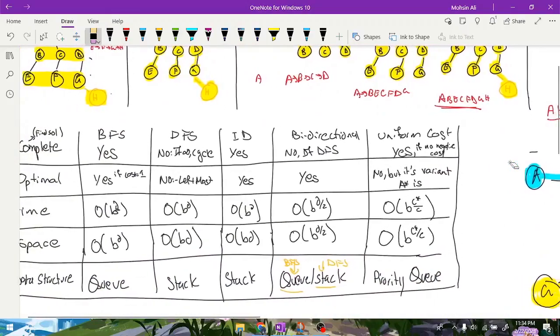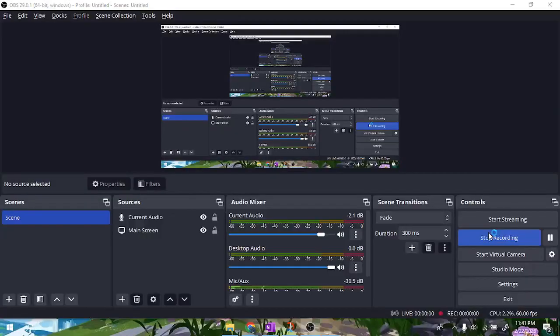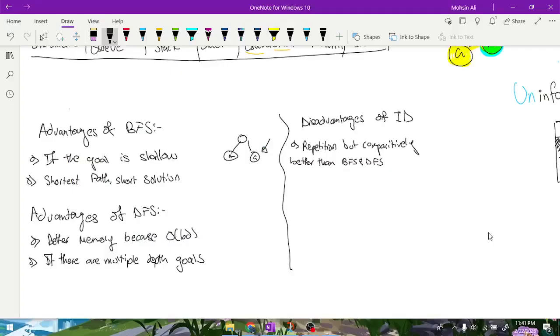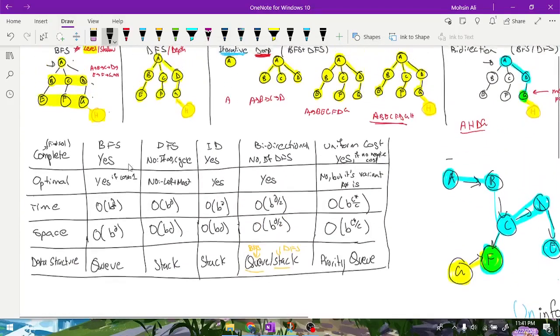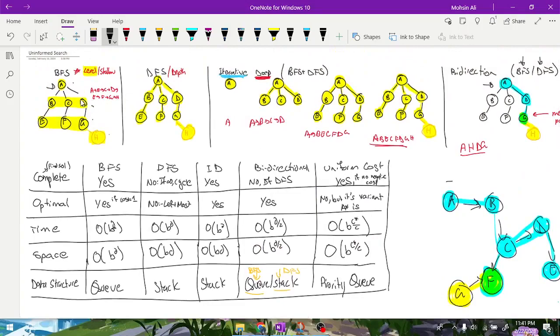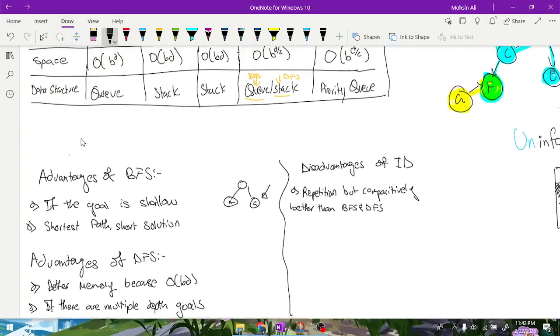And the data structure that we are using in uniform cost search is going to be priority queue. Okay, so as we discussed, the advantages of BFS was that if the goal is shallow, if it's lying very close to the initial levels, then BFS is very good. It provides the shortest path or the shortest solution, right? Because if it's shallow, then it's effective.